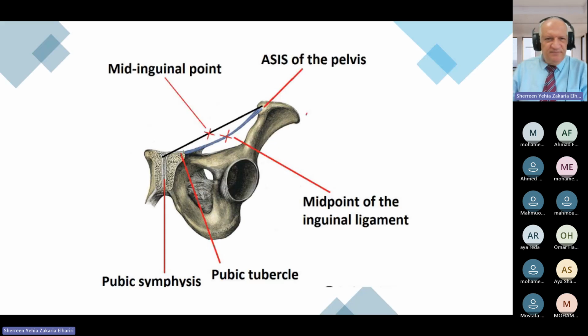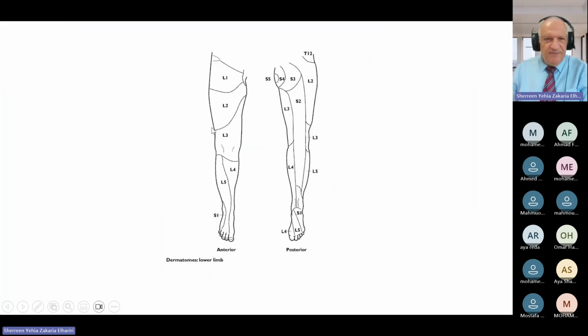Lower limb. What is important to us is just to know the midpoint between the anterior superior iliac spine and the pubic tubercle. It is the midpoint where you palpate the deep ring of the inguinal canal, and the mid-inguinal point between the anterior superior iliac spine and symphysis pubis, where you feel the pulsation of the femoral artery. Again, dermatome: it is important to know that little toe is S1 and big toe is L4. Very important. Dermatome, myotome is everything.